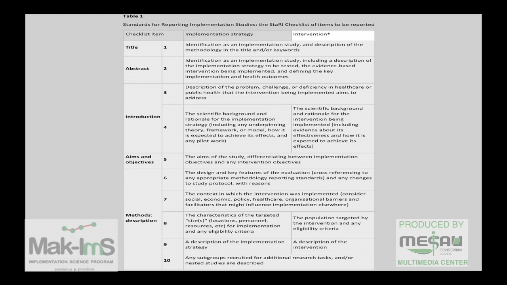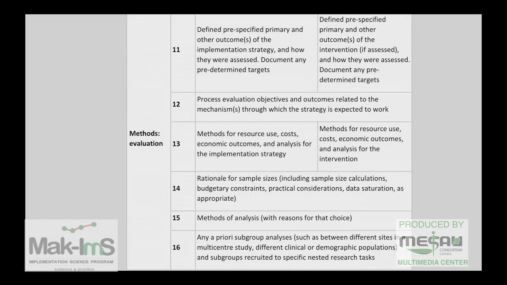So, under methods still, after you've described your methods, you then go to what the specifics are in terms of how they can evaluate the methods that you used. The primary outcomes, the implementation strategy, how many were assessed, and then were there any predetermined targets? You put those there as well. And remember, you're doing it for both your implementation strategy and your intervention.